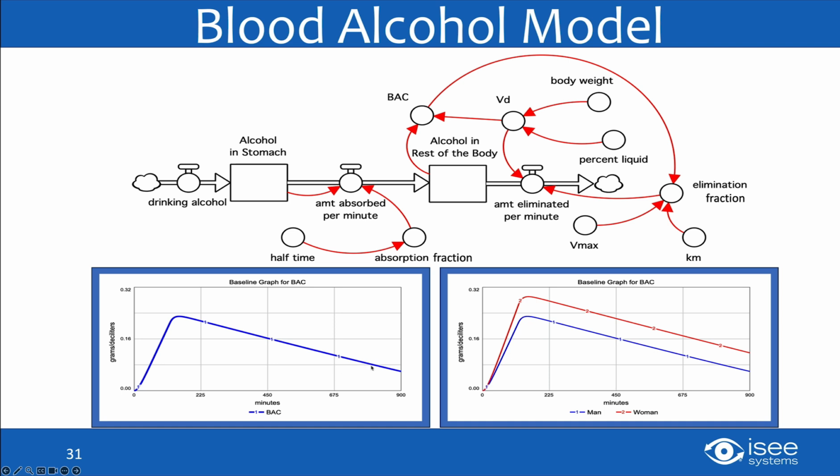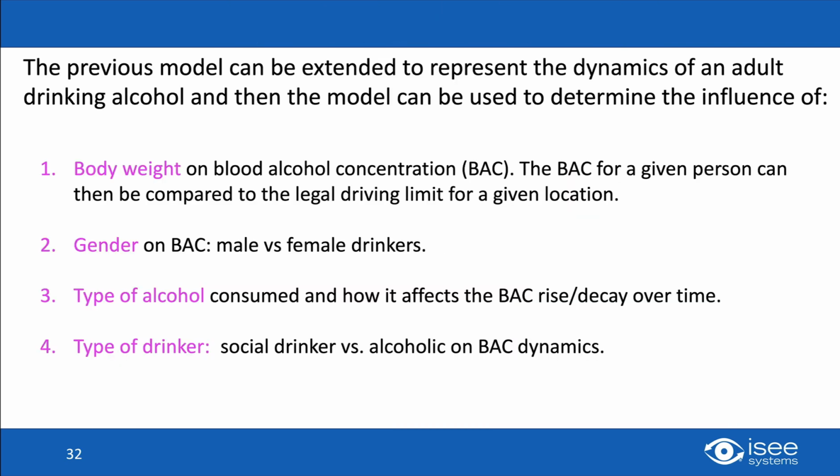he could drive. The graph on the right compares the blood alcohol concentration for a male, the blue graph, and a female, the red graph, of the same weight drinking the same amount of beer over 2 hours. The previous model can be used to show different blood alcohol concentrations based on body weight, gender, type of alcohol consumed, and different types of drinkers.